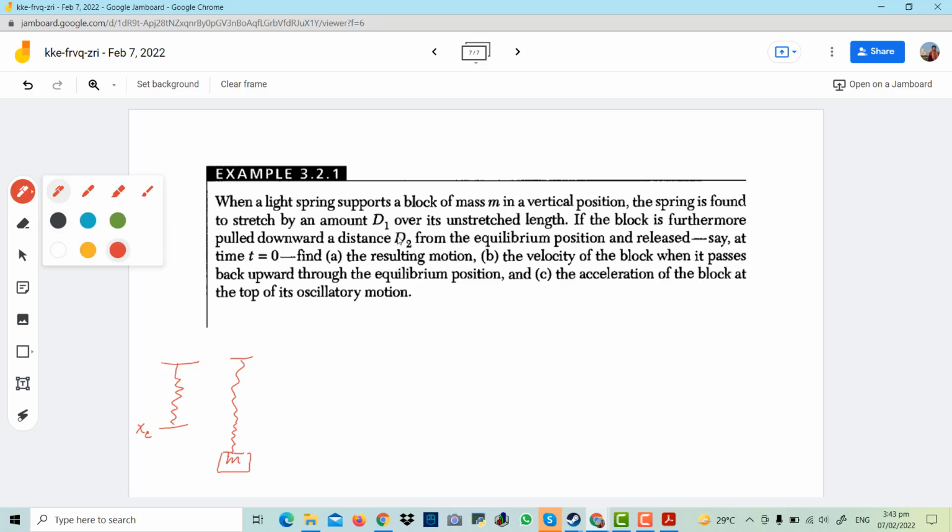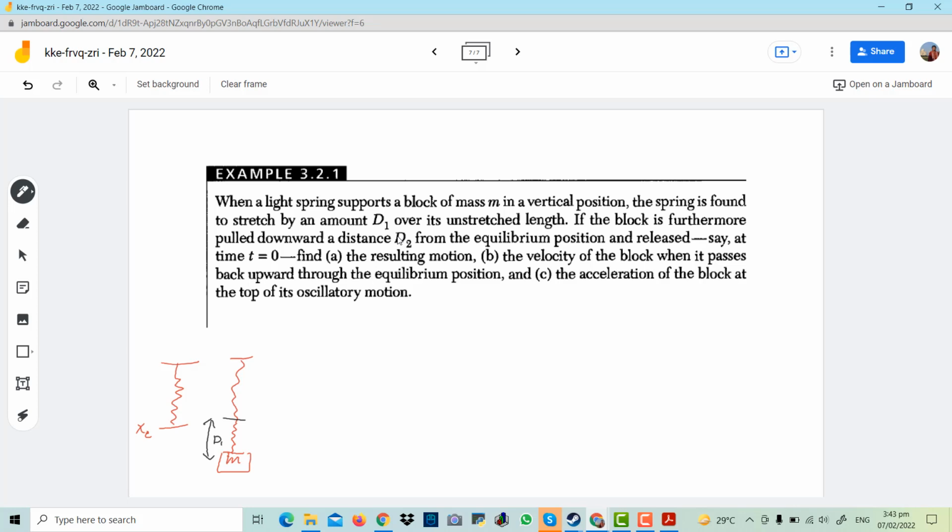So it stretches a little at the distance of D1. The spring is found to stretch by an amount of D1 over its unstretched length. Then you put the mass on, and it stretches a little at some distance D1. Now, what you did is you have D1, the distance from the unstretched length.